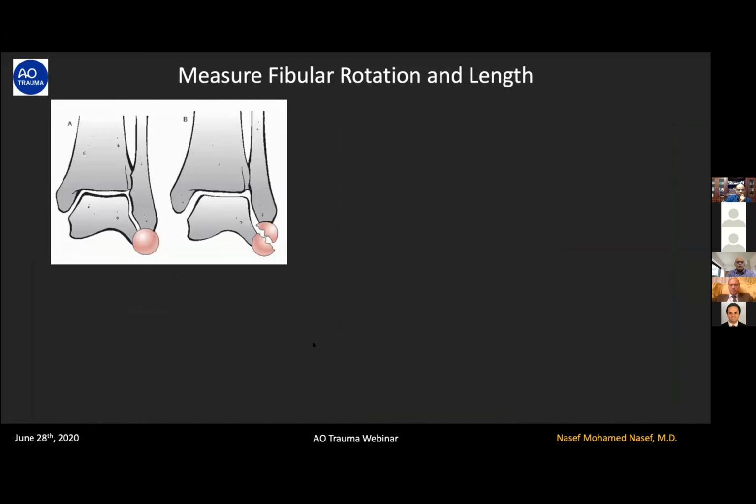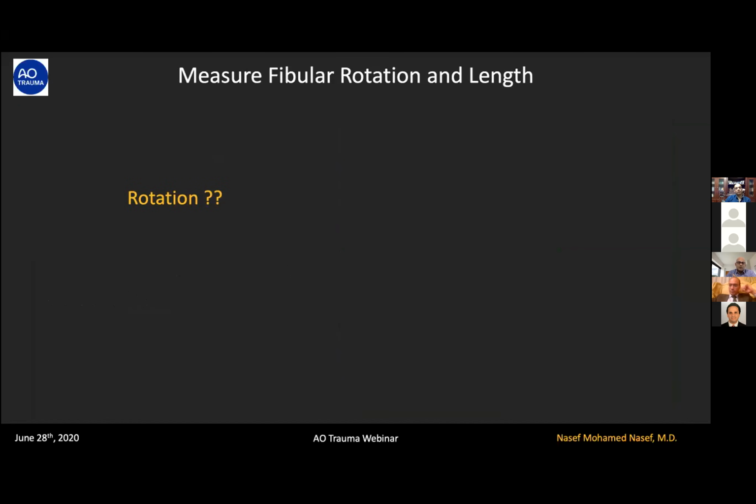And to do that, we know that we have to know the rotation by the dime sign. This is easy. Now I want to ask the panel, what about rotation? Do we now have any clue in 2020 how to assess the rotation of the fibula intraoperatively during our operation?